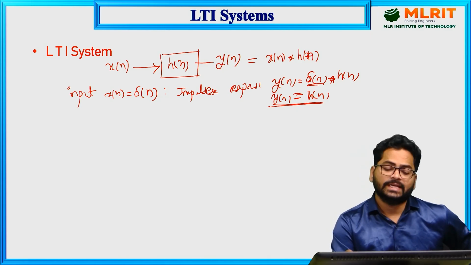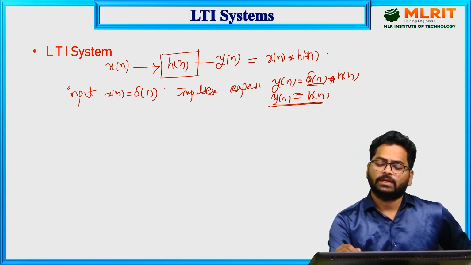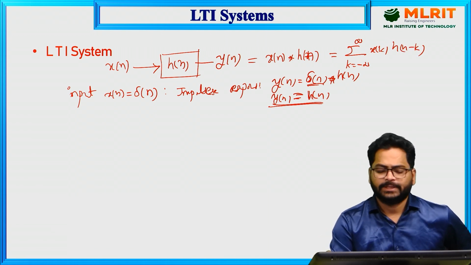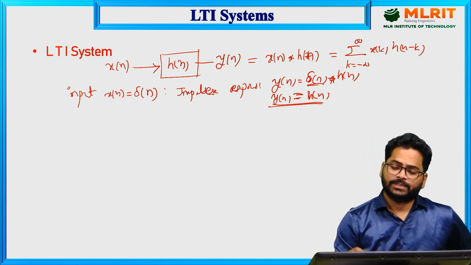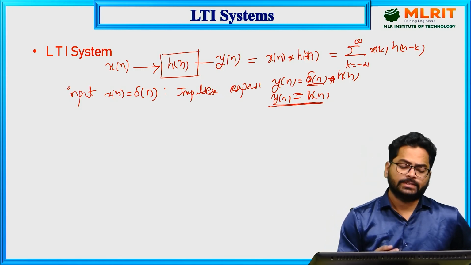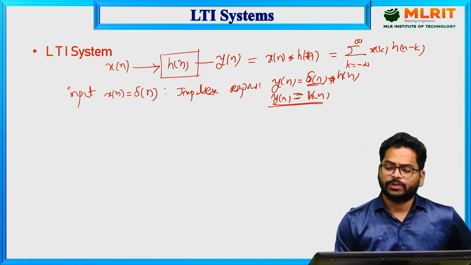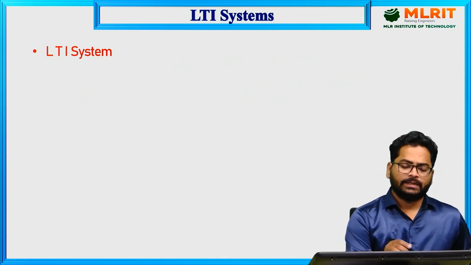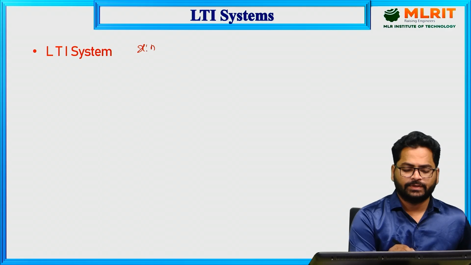If we change the input, how are we going to evaluate it? What is the definition of this convolution? Summation k equals minus infinity to infinity of x of k h of n minus k, where k runs from minus infinity to infinity. Is it clear? Next, how are we going to evaluate the same convolution by using the graphical method? For this I'll take the same x of n signal.